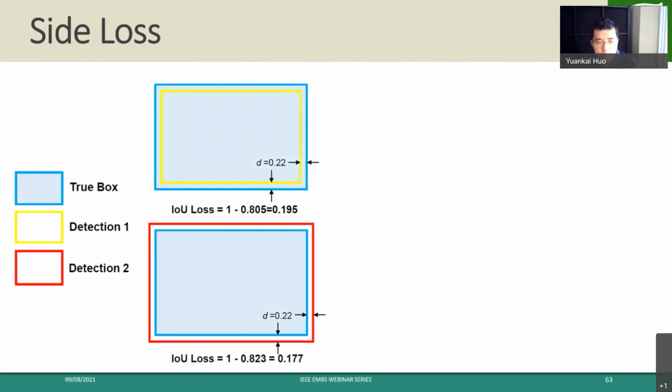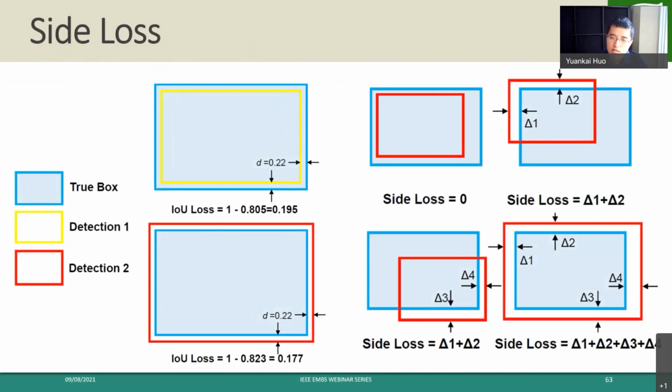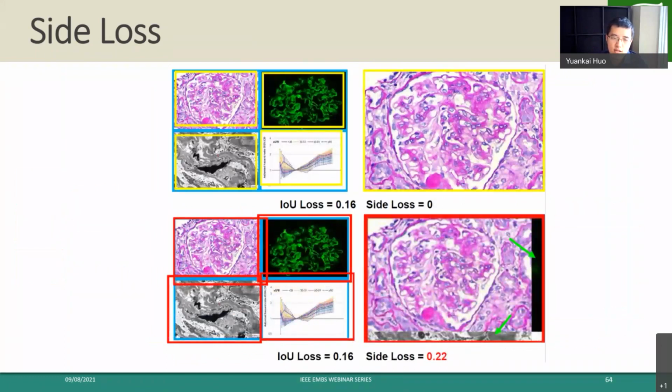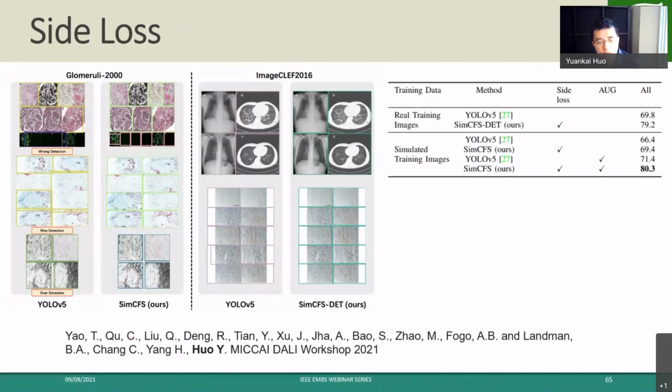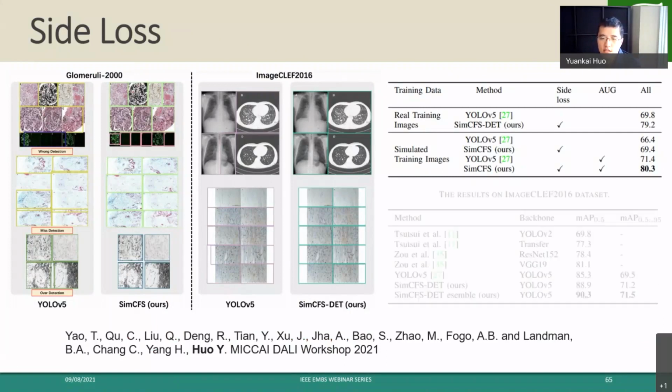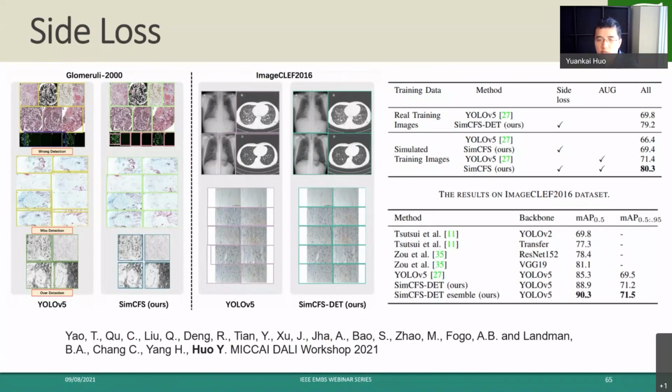The reason we introduced that is that the traditional IOU loss will prefer to detect a larger box rather than a small box. So that's why we introduced the side loss to encourage the network to detect the inner part. So here's the visualization. The red is the traditional IOU loss, and the yellow is our side loss. By using all these different technologies, here is the result that we can get from our algorithm without using any annotation for the detection task. And we achieved even better performance than the state-of-the-art on the famous ImageCLEF 2016 dataset.